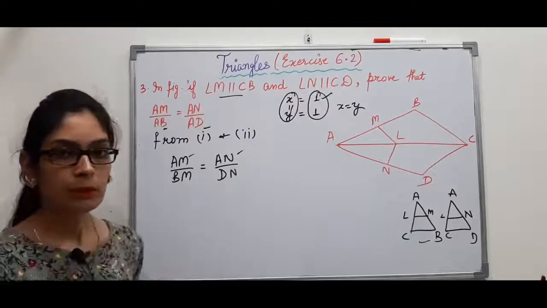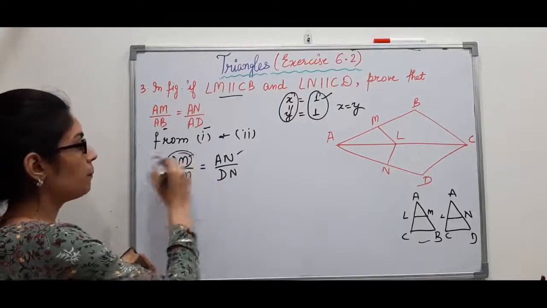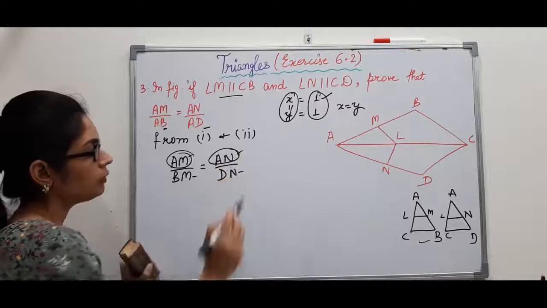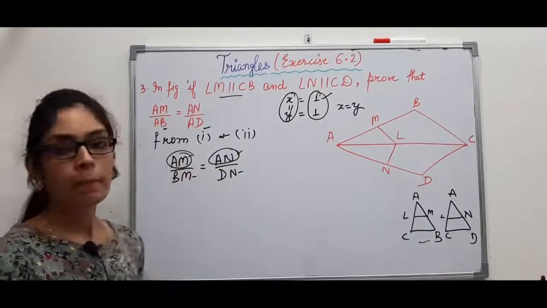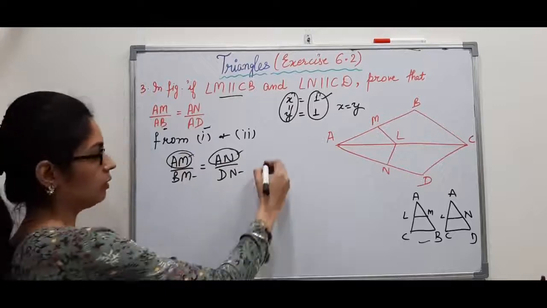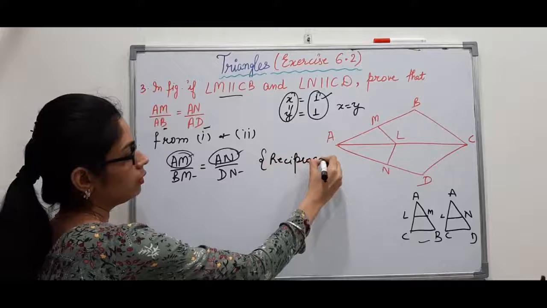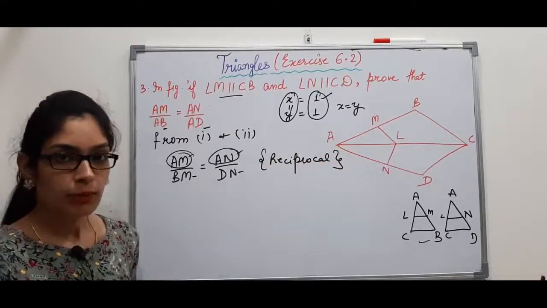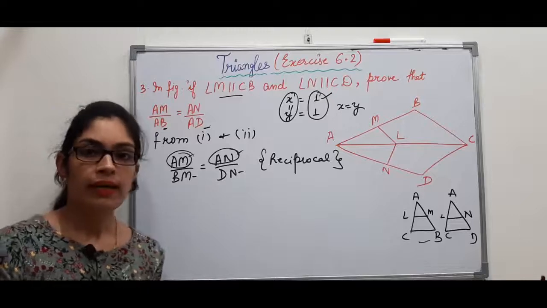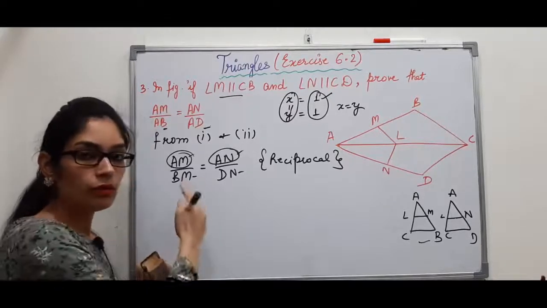Whichever terms you need, don't make any changes to those terms. We need AM and AN, but these two terms we don't need. So as of now, we'll take the reciprocal of both the terms. You'll understand why we have to do this. And one thing you always have to remember: whenever we make any change in an equation, we have to make that change on both sides.